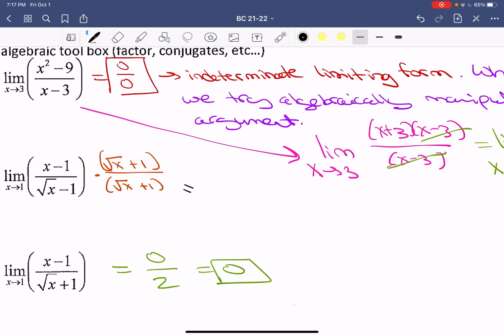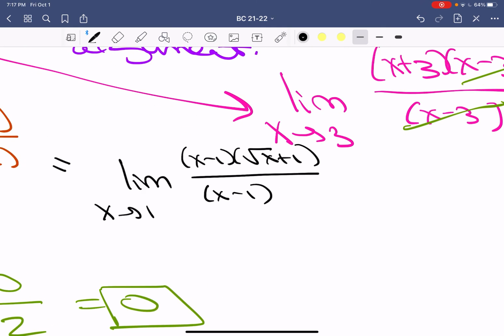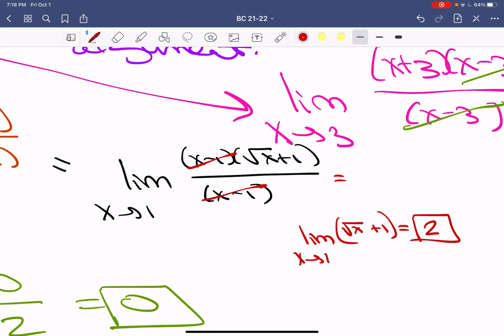I'm going to blow this up so I can squeeze my room in here. This is going to equal the limit as x approaches 1 of (x minus 1) times (root x plus 1) all over, if I multiply this out, everybody, I get x minus 1. Look at that. And then I notice I can do some cleaning. The cleaning is right here. And then my cleaned limit becomes the limit as x approaches 1 of root x plus 1. And this all equals 2. The limit exists at the end of the day.